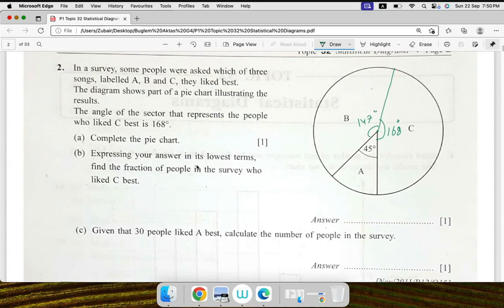B part says expressing your answer in its lowest terms, find the fraction of people in the survey who liked C. Fraction of people who liked C. That's basically just 168 over 360. Correct. So 168 over 360 is 7 by 15.